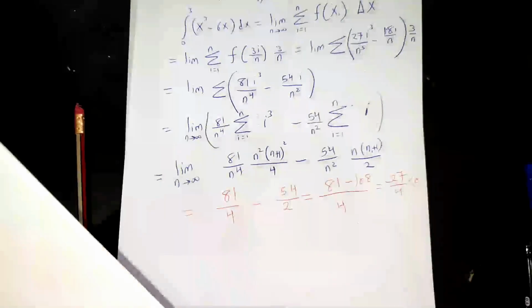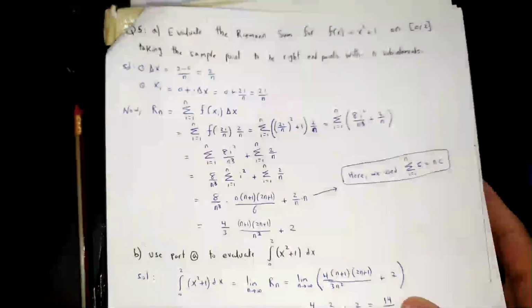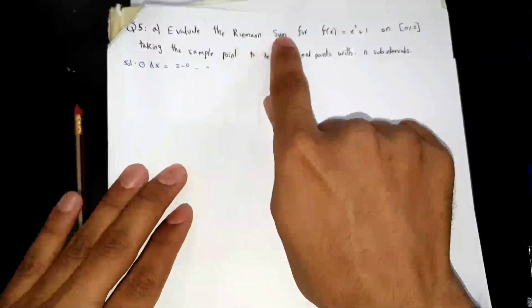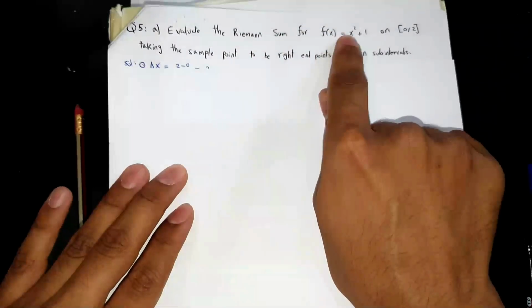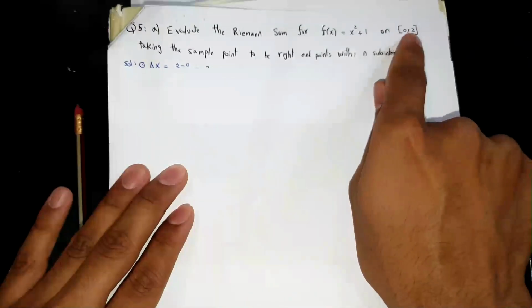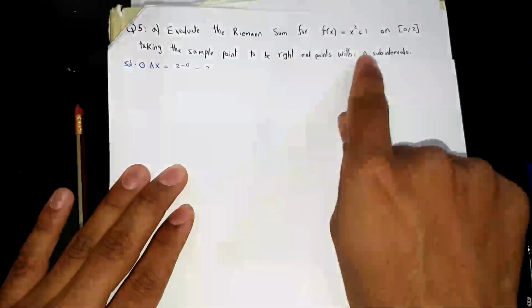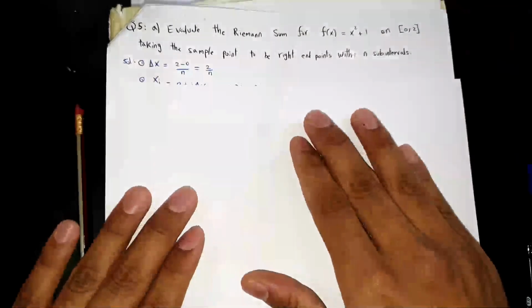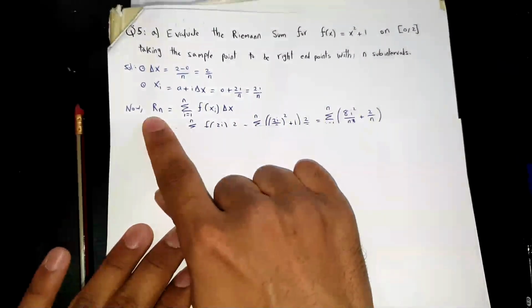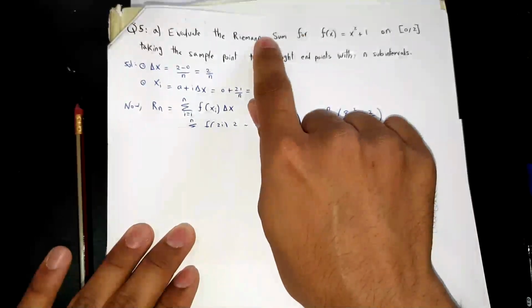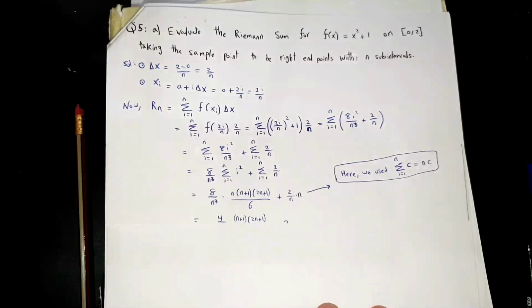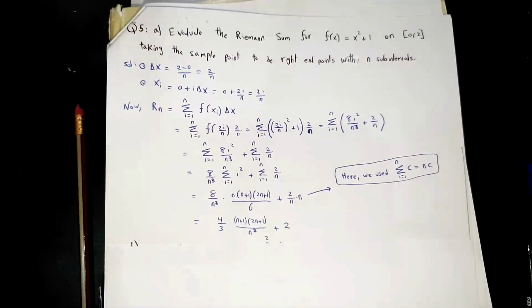Now, if you see the recording, this is an exercise for you. Please do it. He said evaluate the Riemann sum for this function, f of x equals x squared plus 1 on 0 to 2, taking the sample point to be the right endpoint. Let me remind you, this question is the same as the previous one, but without the limit, because we said find the Riemann sum. This is the solution. I hope you can follow it easily, and that's it.